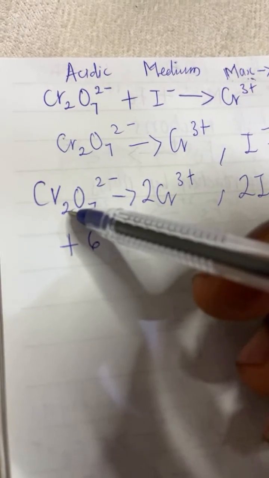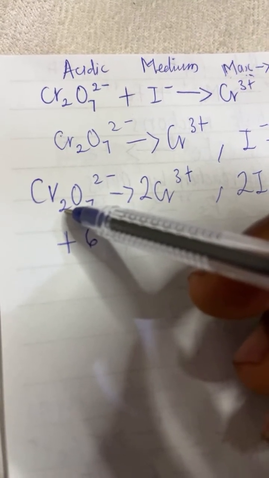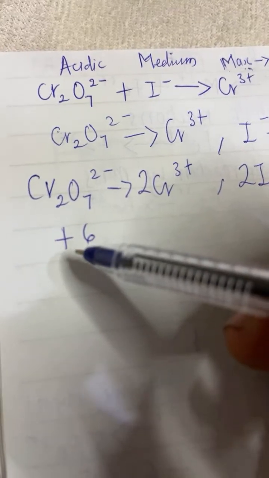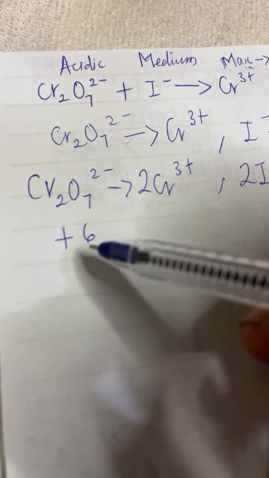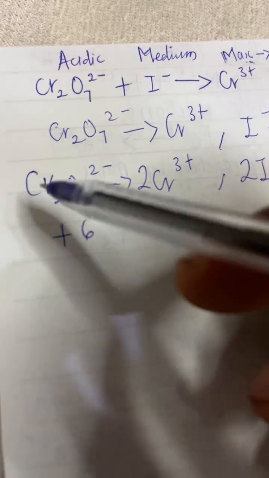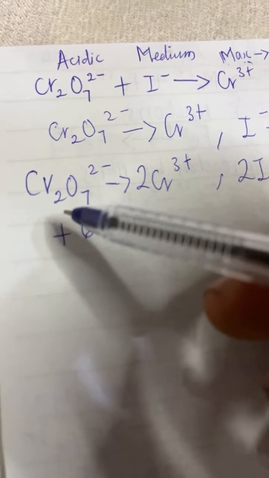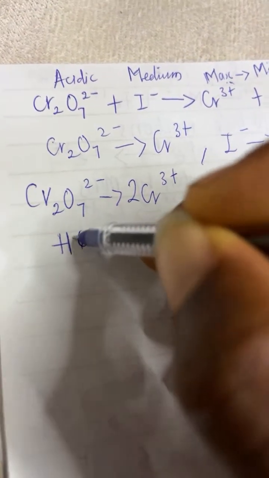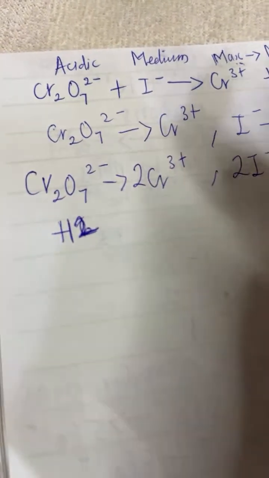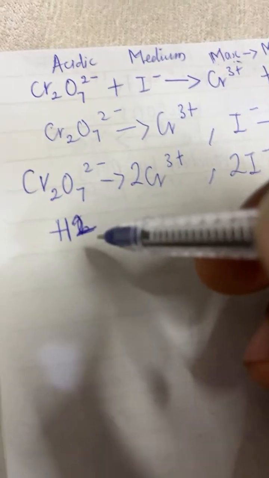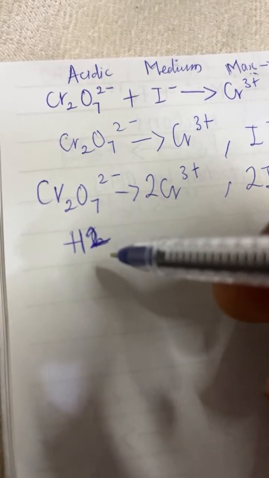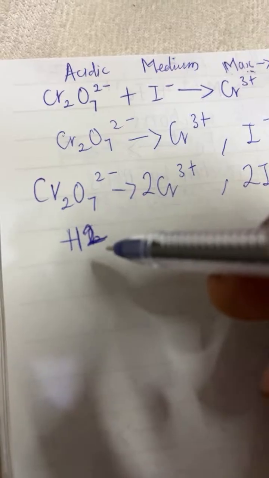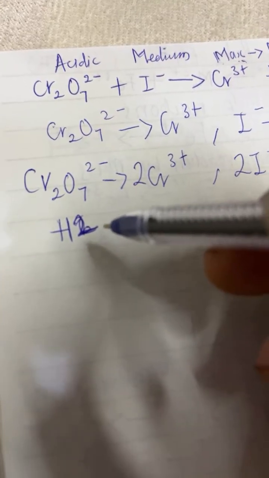See, we have 2 chromium atoms here, right? But the oxidation number of only 1 chromium atom is 6. So because we have 2, we can turn it to 6 times 2, which will give us 12. Don't worry, you can do it either way. You can decide to use 6, you still get your answer. But me, I want to use 12.